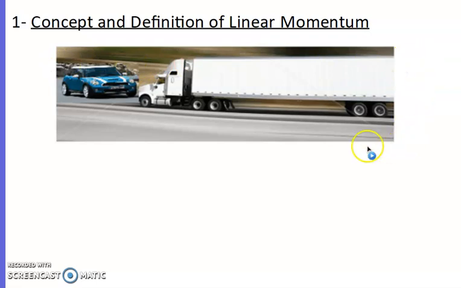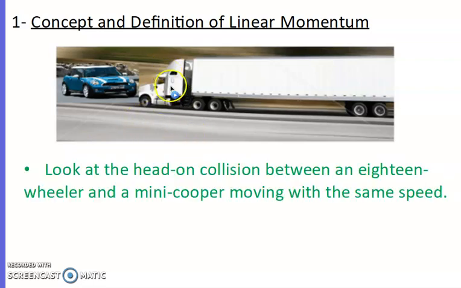Let's have a look at this picture. Now in this picture, an accident is about to occur. We have an 18-wheeler truck and a mini copper car, and they would enter into a head-on collision. I mean face-to-face collision. In your opinion, which way will the damage go? To the 18-wheeler truck or to the mini copper car?